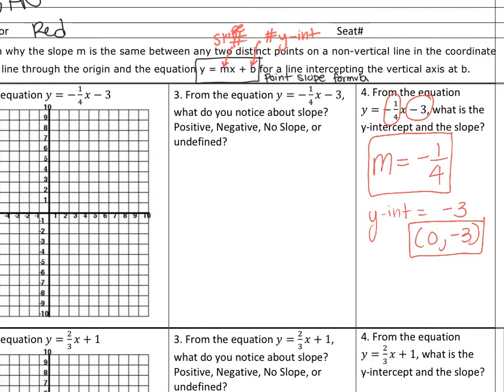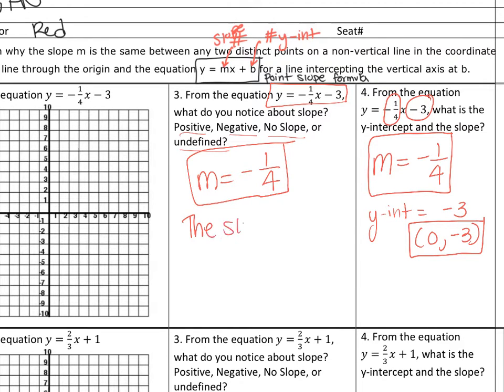Now let's look at number 3. It says, from the equation, which is the same equation you had in number 4, number 1, and number 2, what do you notice about the slope? Is the slope positive, negative, is there no slope, or is it undefined? If you look at the slope, m is equal to negative 1/4. Is it positive, negative? Is there no slope, as in 0, or is it undefined? It's kind of easy. It's negative. So that's the slope, and you could say the slope is negative.